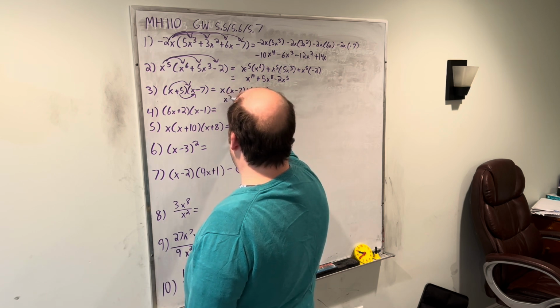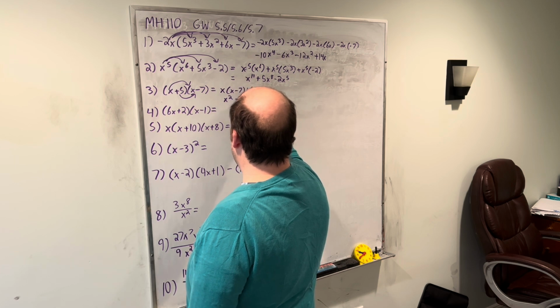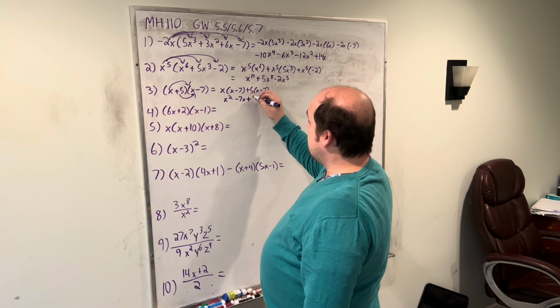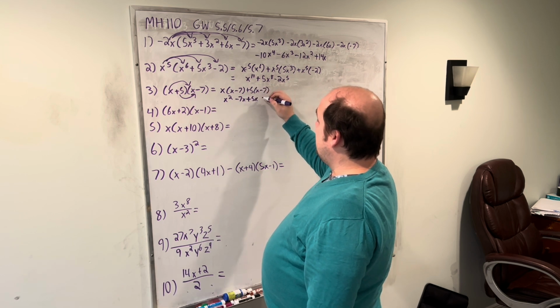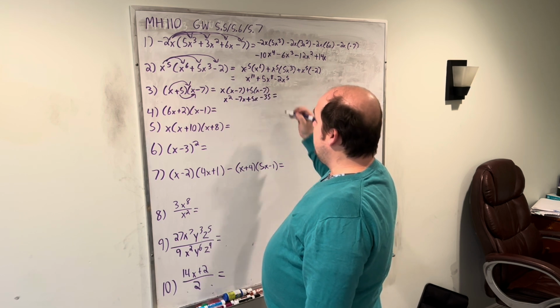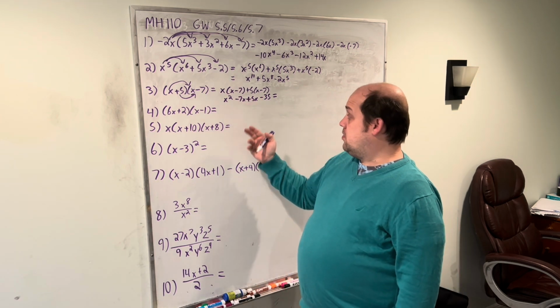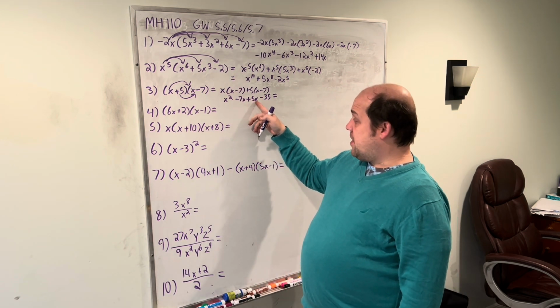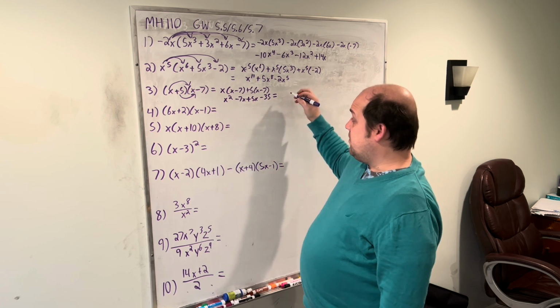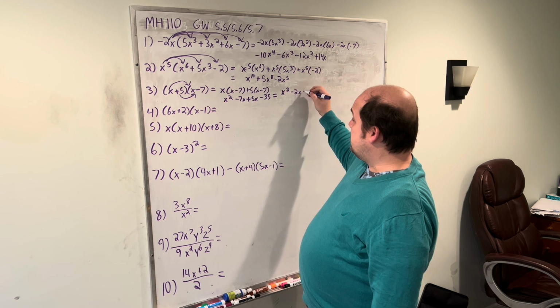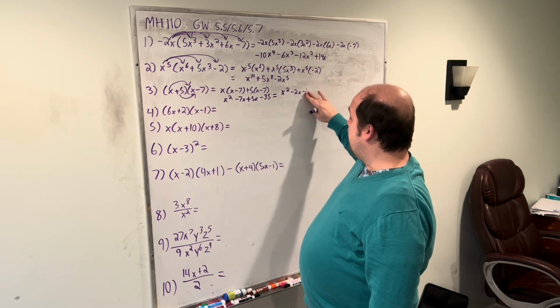X times x gives me x squared. X times negative 7 gives me negative 7x. 5 times x gives me 5x. 5 times negative 7 gives me negative 35. There's always one pair of like terms, the middle. This negative 7 and this positive 5 combine to give me negative 2x. So my final answer is x squared minus 2x minus 35.